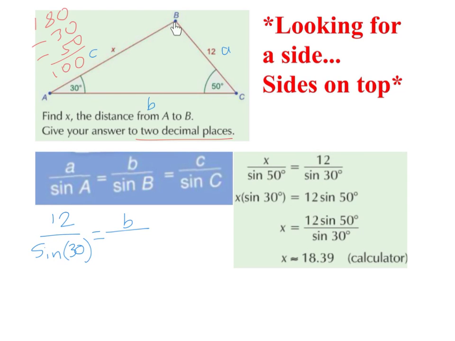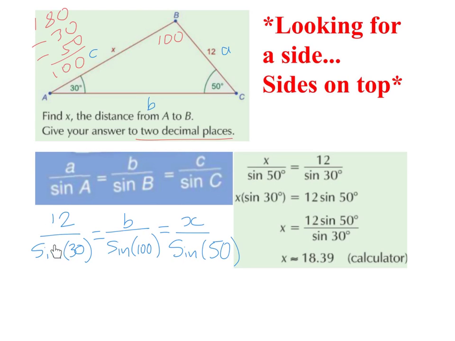So angle B is going to be 100 degrees. So sine of B becomes sine of 100. And that's equal to side C, which is x, divided by sine of angle C, which is 50 degrees. Okay, so this is our sine rule formula, and this is what we've substituted into our sine rule formula.